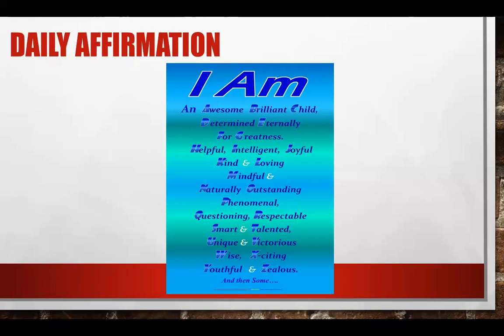So we'll start as we always do with our daily affirmation. Please repeat after me. I am an awesome, brilliant child, determined eternally for greatness, helpful, intelligent, joyful, kind, loving, mindful, and naturally outstanding, phenomenal, questioning, respectable, smart, and talented, unique, virtuous, wise, exciting, youthful, and zealous, and then some.